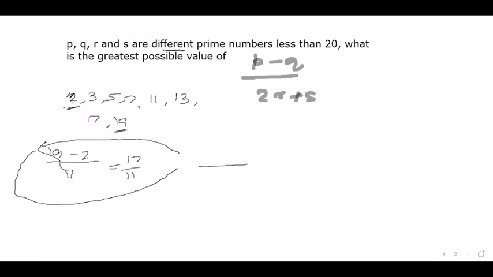So 2R plus S, you have to choose R to be 2. So that gives you 2 times 2 is 4 plus 3 is 7. And then now the largest difference will be, you're not allowed to use this, the largest difference will be 19 minus 5. It's 14 over 7. And that's 2. Now if you compare this scenario, this is 1 and 6 11ths, and this is 2. So this is the answer. That is the largest possible.